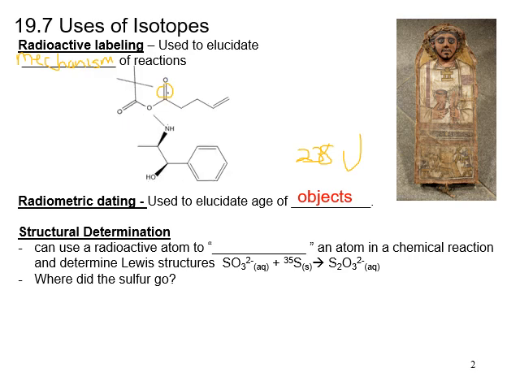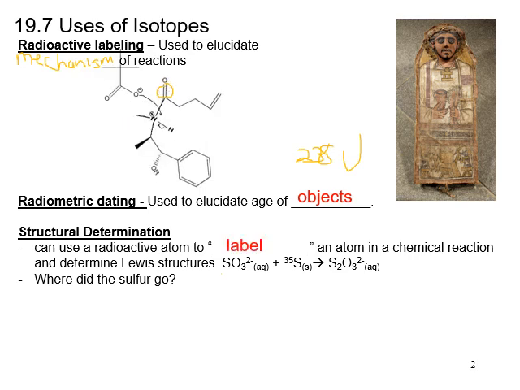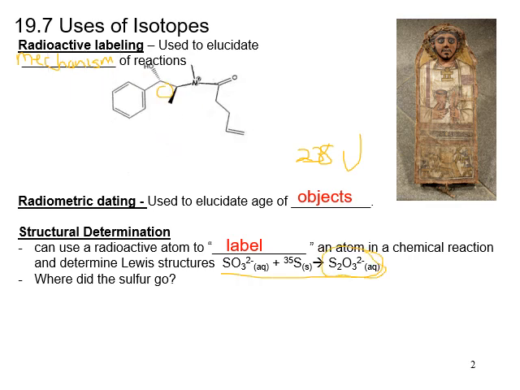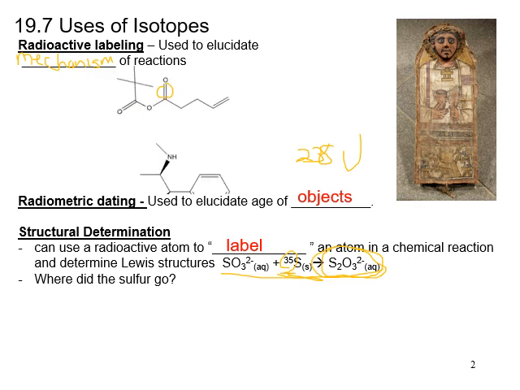Structural determination. You can also use a radioactive atom to label an atom. Your book talks about this reaction in specific, that they didn't really know what the Lewis structure was for S2O3 2-, but by labeling this sulfur with sulfur-35, it could be determined. And I'll let you guys take a peek at that in your textbook. That helped them understand where the sulfur would go.